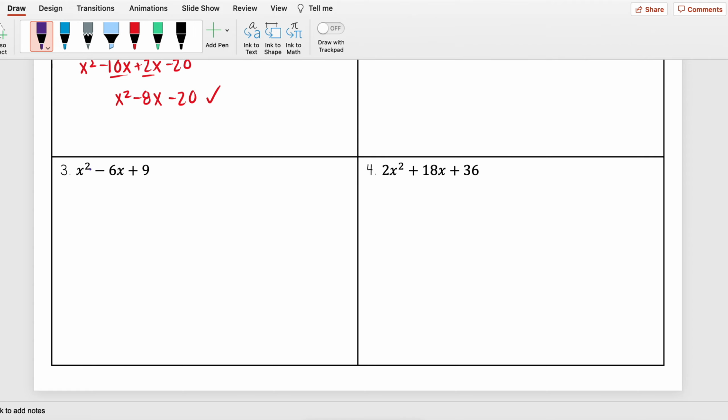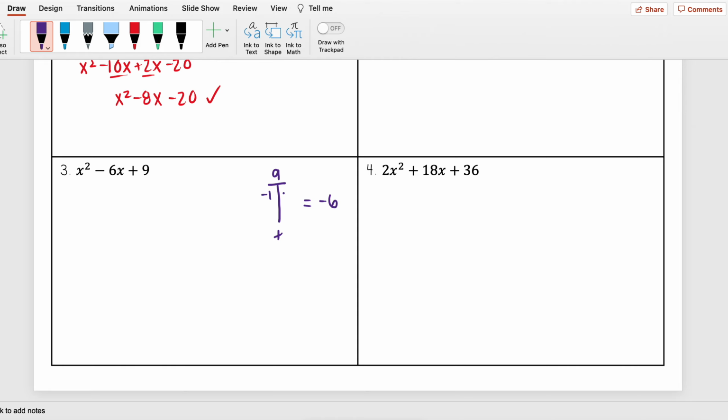Okay, number 3, I have x squared minus 6x plus 9. So I have a is just equal to 1, so that means I can do this method, this shortcut. And so I'm looking for two numbers that multiply to c, which is 9, and add to equal my b, which is negative 6. Okay, so since it's multiplying to a positive 9, that means they're either both positive or both negative. But it's adding to a negative 6. So that means that both of my factors are going to be negative.